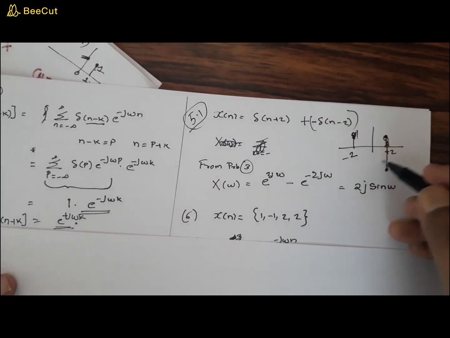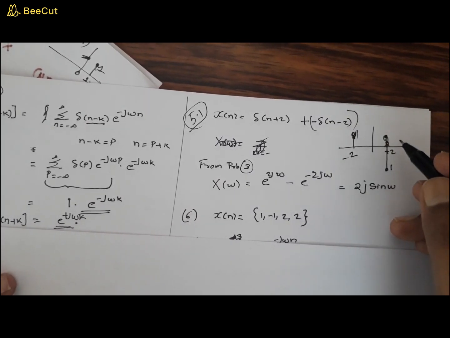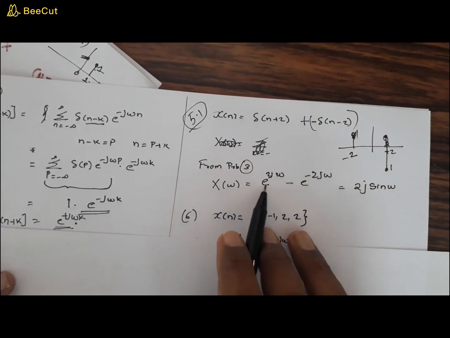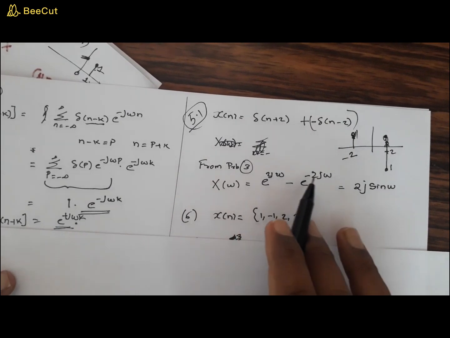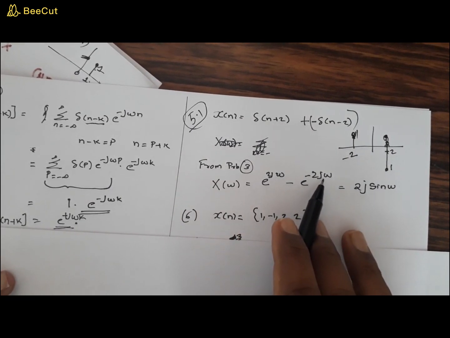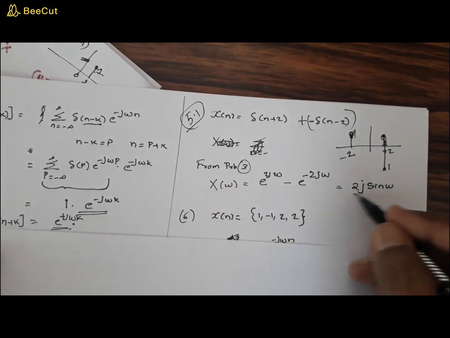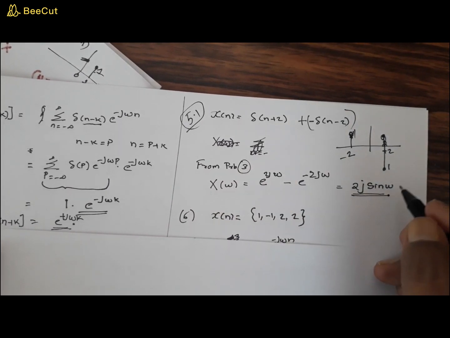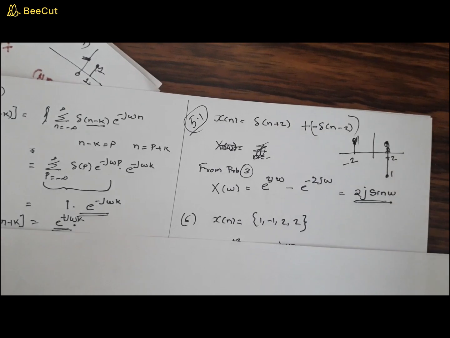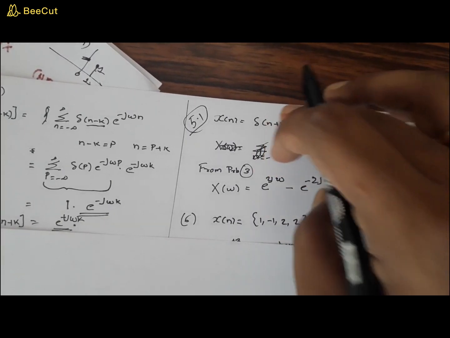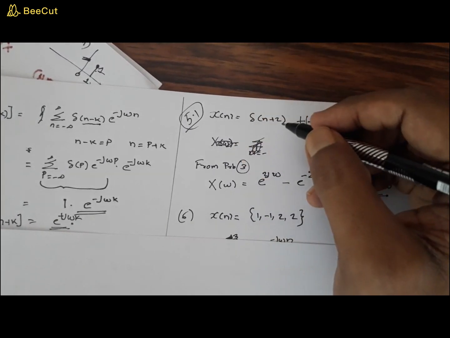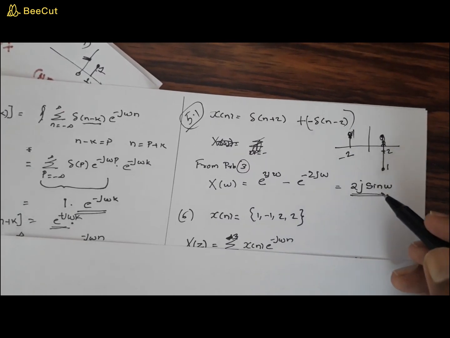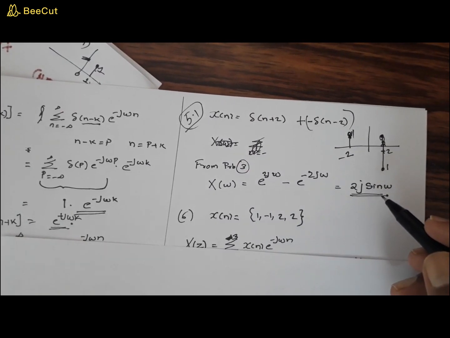So this is the kind of signal that we have, and when you find the Fourier transform, you will get e raised to 2j omega minus e raised to minus 2j omega. Applying Euler's relation, you can prove that this is 2j sine omega. So the frequency domain of this time domain signal is a sinusoidal signal, sine omega.